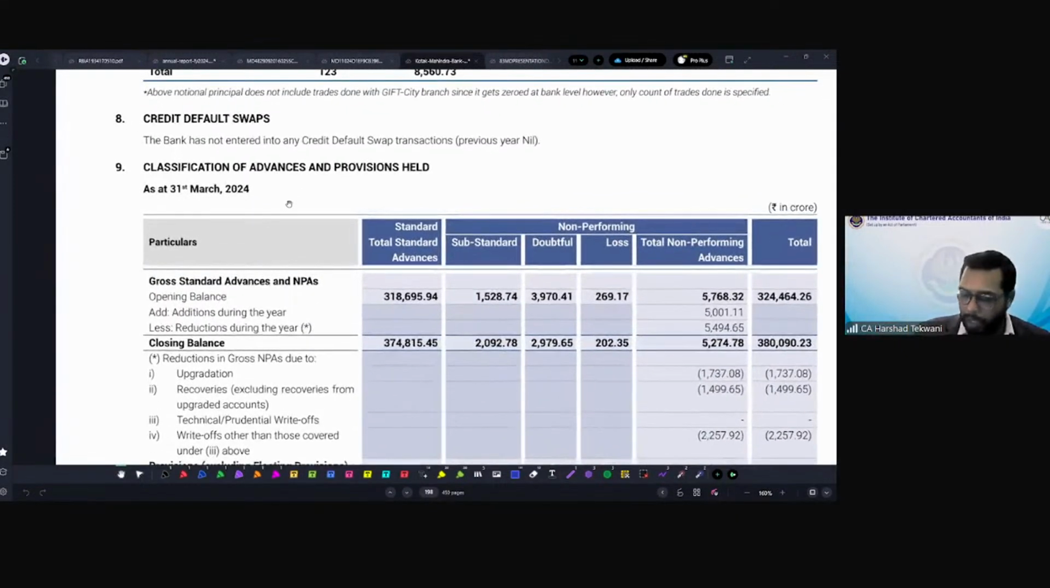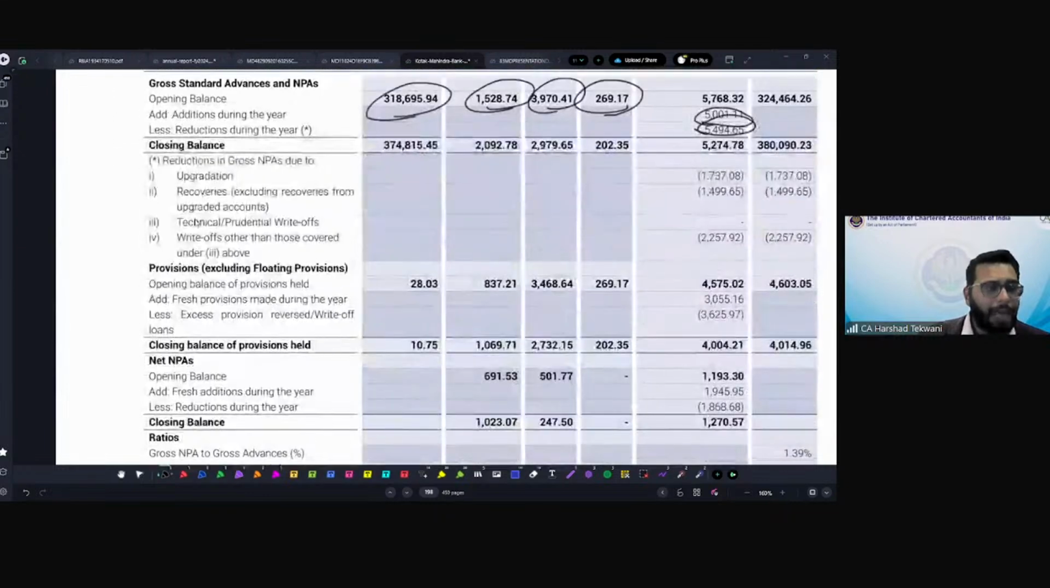If you see, I still have this balance in my books of account over here: opening balance, total NPA. Then there is an addition to it and a reduction from it. Now, reduction can be on upgradation, recoveries, technical and prudential write-offs. But having a provision on an NPA is different. I may have an NPA in my books of accounts. I may have a loss asset in my books of account. That is another story.